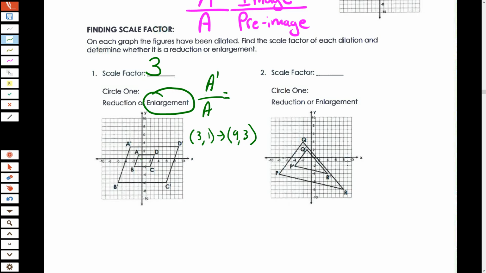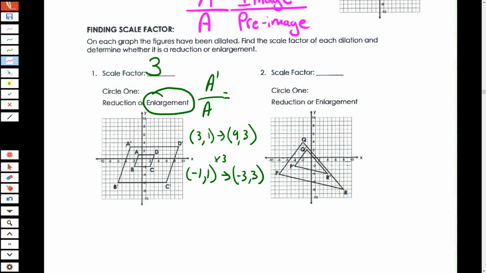So let's try this point just to double check. This one is a -1, +1. And it turns into, let's see, -3, +3. Well, -1 times 3 is -3, and 1 times 3 is +3. So we were correct. Our scale factor is 3. Let's look at this next one.